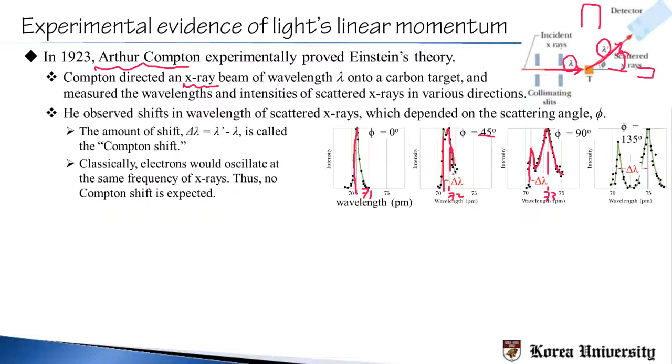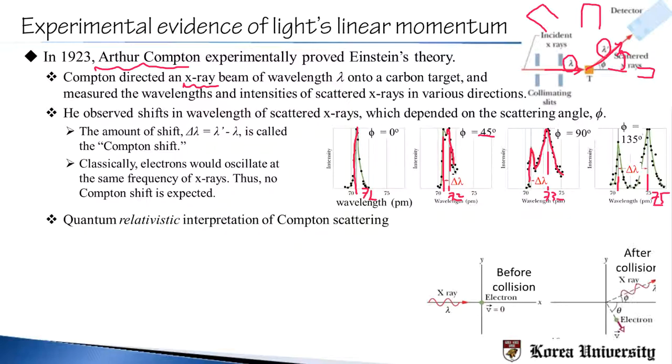Okay, and then if you go to 135, for example, if you have a detector here, then you still see the peak at 71, and then the second peak appears at 75. You can see that as you go to higher angle, the wavelength was continuously changing to higher wavelengths. Okay, so how did Compton explain this?